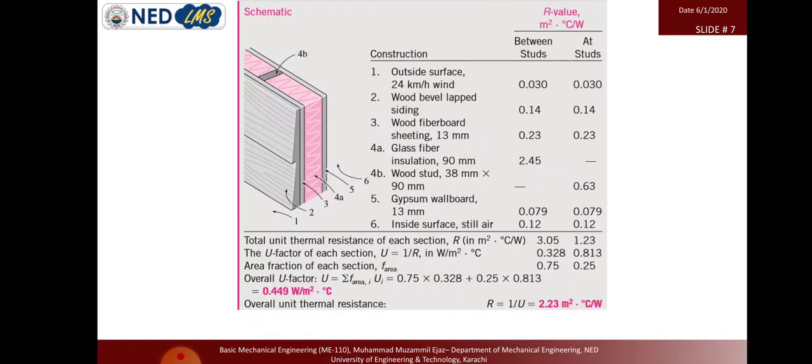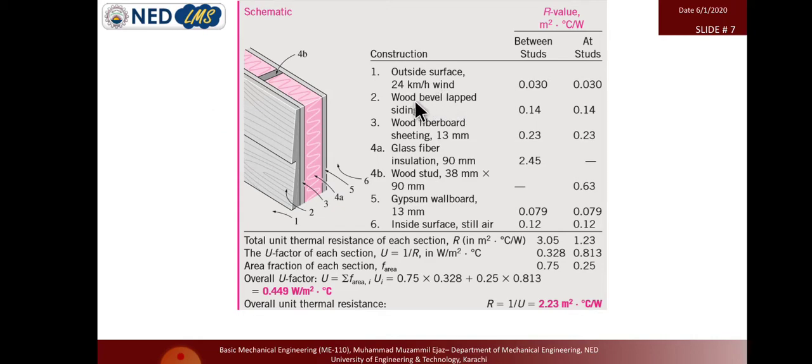So let's first make a chart. That will be very easy. If we just read out the numerical, it becomes very difficult, but when we make the chart, the numerical becomes very easy. Now from the start to the end, we write the construction material names. The outside surface consists of air with 24 km/h wind. Here we have a resistance value due to the convection.